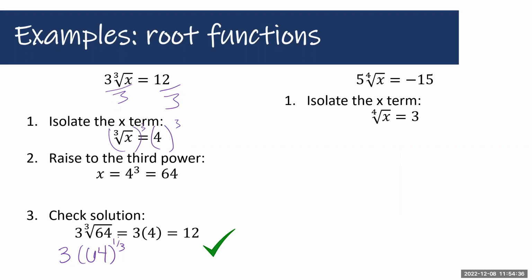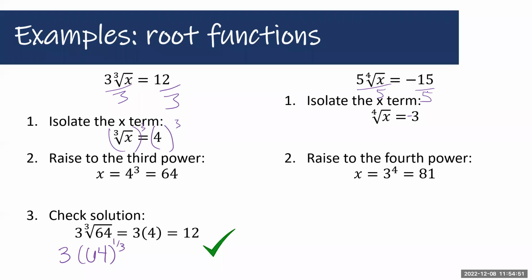Okay, so as always, we want to divide off that 5 first. So we're going to get the fourth root of x is going to be -3, because we're dividing this by 5. We're going to raise it to the 4th power. So we're going to have -3 to the 4th power here, which is going to give us 81. Because remember, a negative raised to an even power is going to give us a positive. So we got rid of that negative there already.